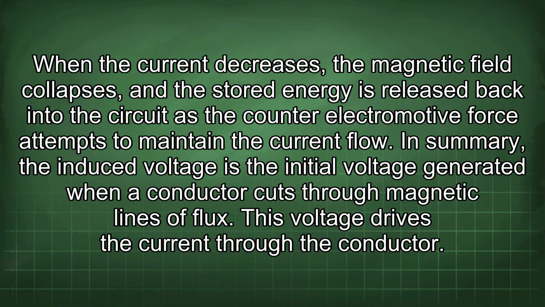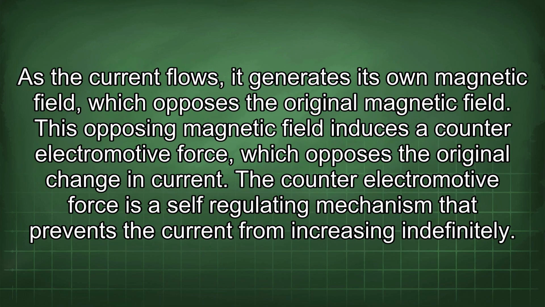In summary, the induced voltage is the initial voltage generated when a conductor cuts through magnetic lines of flux. This voltage drives the current through the conductor. As the current flows, it generates its own magnetic field, which opposes the original magnetic field. This opposing magnetic field induces a counter-electromotive force, which opposes the original change in current. The counter-electromotive force is a self-regulating mechanism that prevents the current from increasing indefinitely.